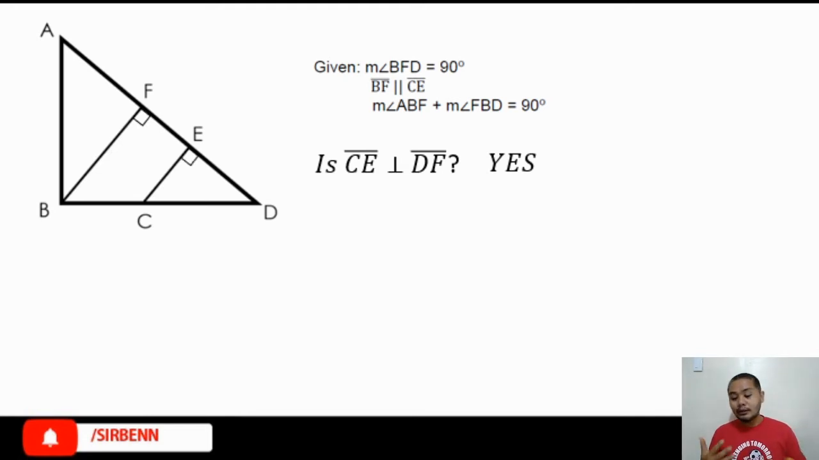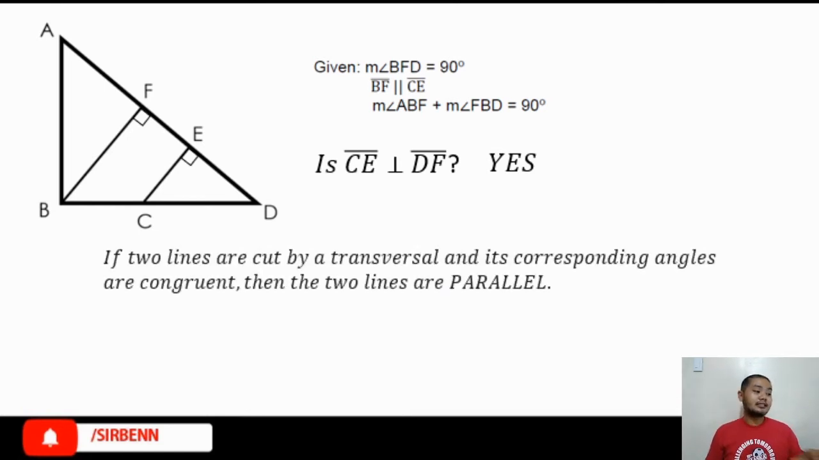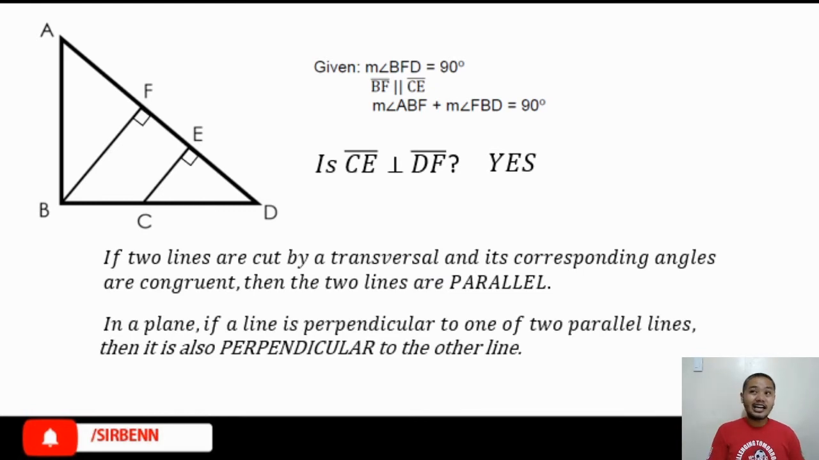So actually dito, dalawa yung concept na papasok. Okay? Yung another concept dito is yung application ng corresponding angles. So if two lines are cut by a transversal and its corresponding angles are congruent, therefore the two lines are parallel. Tapos yung pangalawa, ito yung ginamit ko dito. Yung first line and second line parallel sila. If yung third line perpendicular sa first line, therefore, yung third line, perpendicular din siya sa second line. Okay? Next.